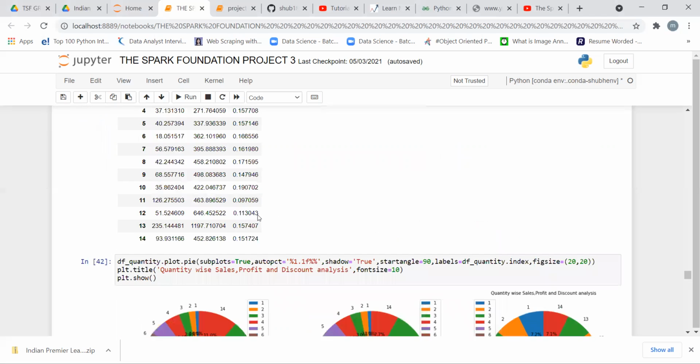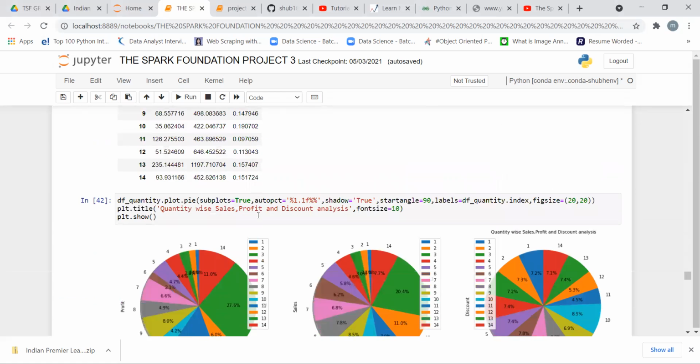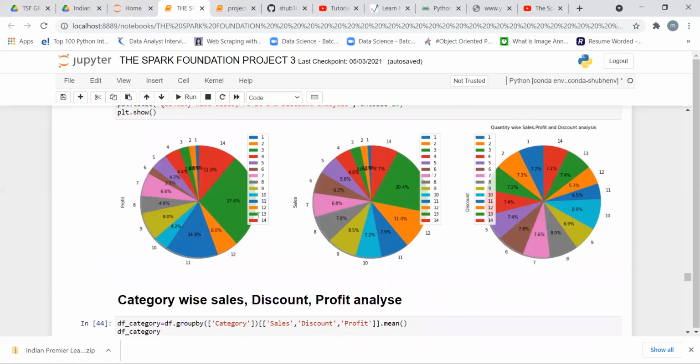So it means that the highest quantity is 14, 11. It generates more profit and discount, and the highest discount is given where sales are generated at 20.4%.